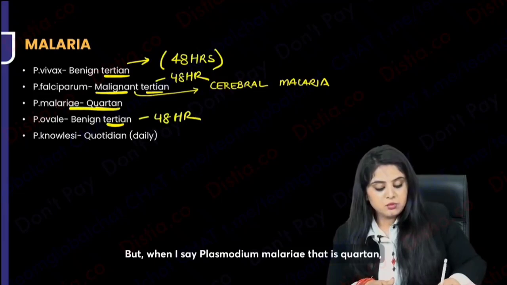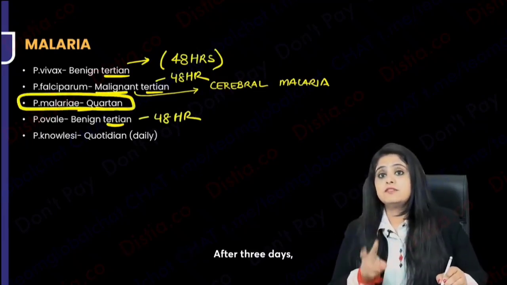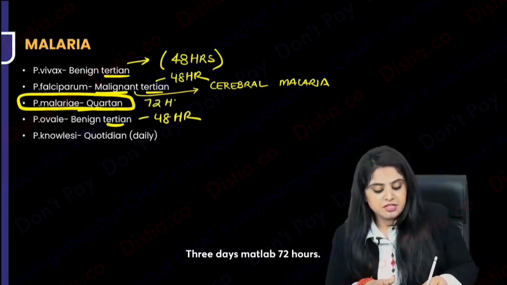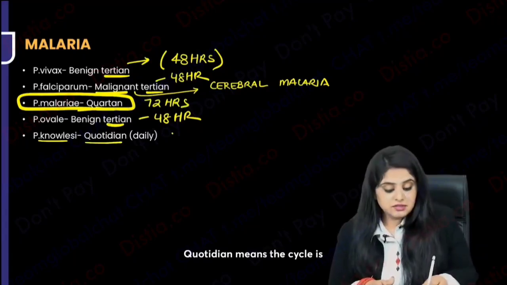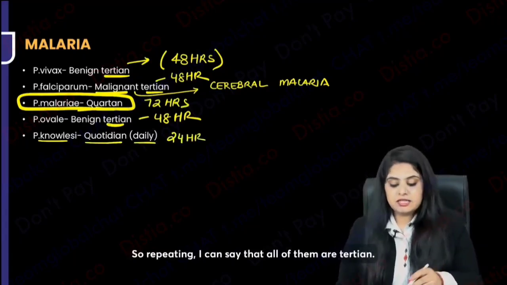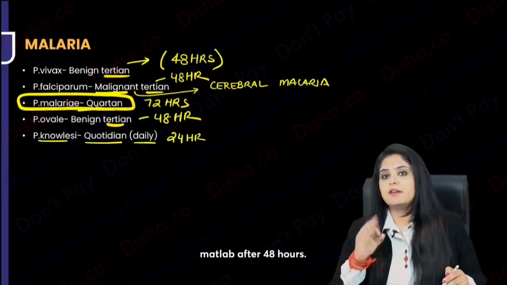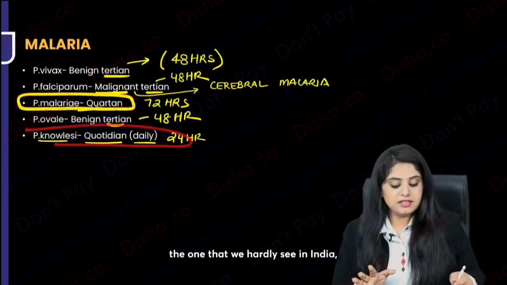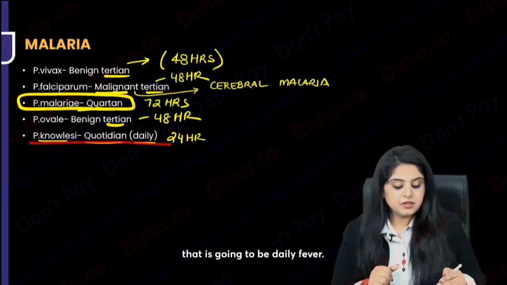But when I say Plasmodium malariae, that is quartan, means fever comes on the 4th day. After 3 days, the 4th day fever comes. 3 days matlab 72 hours. And finally, Knowlesi is quotidian. Quotidian means the cycle is only for 24 hours because fever is coming daily. So repeating, I can say that all of them are tertian. Tertian means 3rd day fever matlab after 48 hours. Only malariae is quartan, and Knowlesi, the one that we hardly see in India, it is seen in Malaysia. I'll talk about it in the end. That is going to be daily fever.